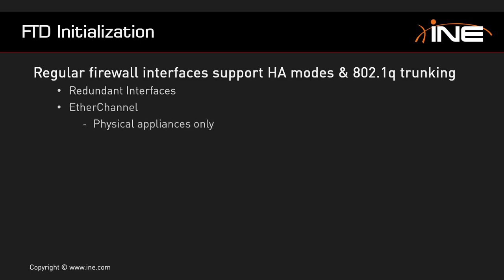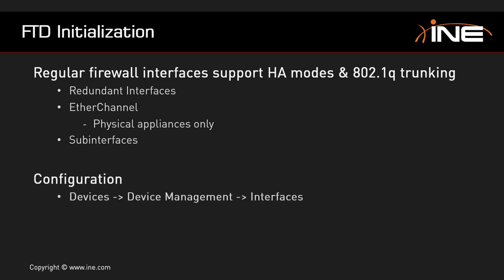Well, ether channel is only available on physical appliances. You will not be able to use this option on FTDv. Plus, we can also go for logical sub-interfaces. For example, when we want to use a single physical interface for multiple logical segments of our network, and this is going to be working along with 802.1Q trunking, the same thing as on the ASA.